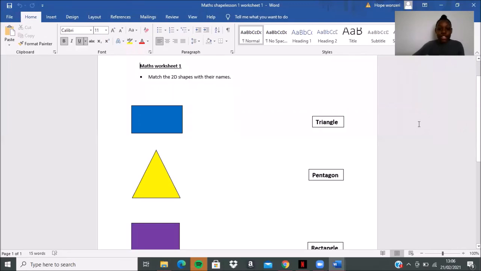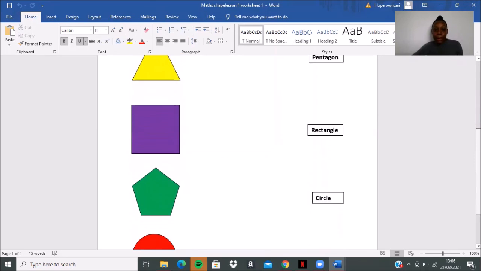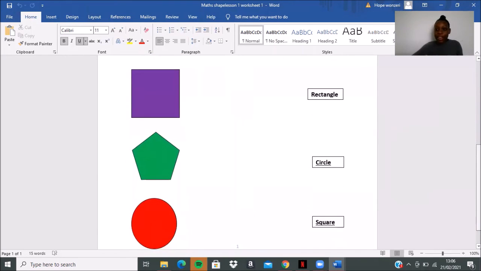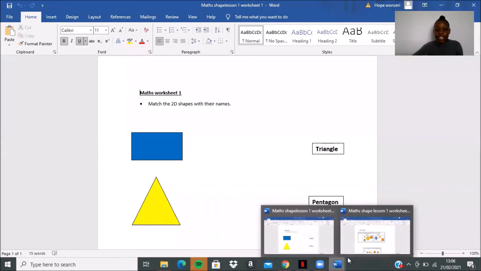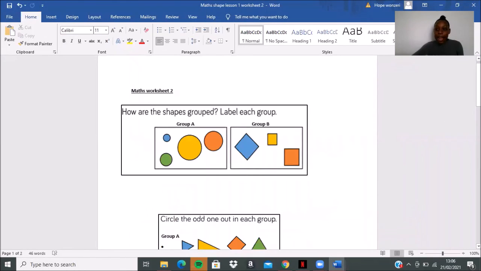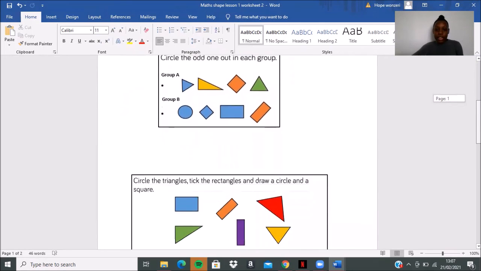In your learning packs, you should have a worksheet that looks like this one. Have a go at matching the name of the shape to the shape, drawing a straight line to which name you think matches the shape shown on the left. After you've completed that worksheet, you should have another worksheet in your learning pack that looks like so. And with help from your adult, work through each question and have a go at recognising the shapes and identifying their names.